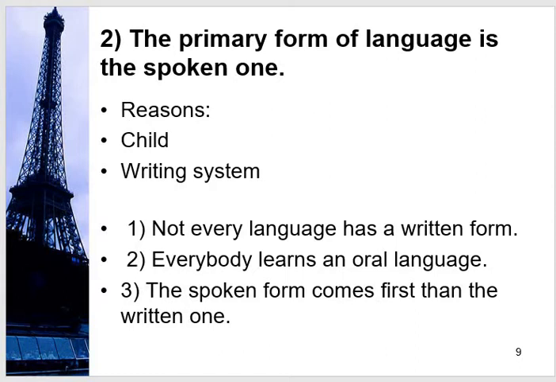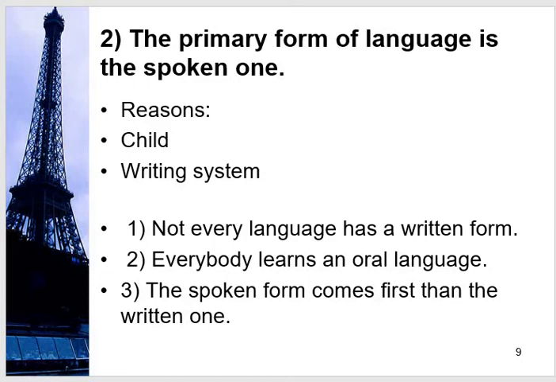Children also start speaking first, then in the later stages, if they are well educated, they learn how to write it. So the writing system came very late, and in the beginning human beings just spoke. So written record is very rare. Not every language has a written form.